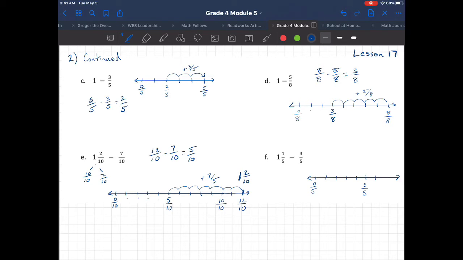So 1 and 1/5. So the 5/5 here is 1, and 6/5 is the same as 1 and 1/5. So we're saying 6/5 minus 3/5 equals 3/5. And the counting up, we'd go to 1, 2, 3/5. And jump up 3, 1, 2, 3, and end up at 1 and 1/5, or 6/5. So 3/5 plus 3/5 is 6/5.